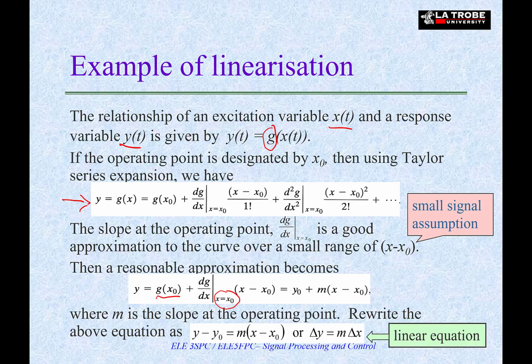And this guarantees that we satisfy the small signal assumption. By deleting all the higher order terms, the approximation becomes a linear model. And at the end of the slide, you can see the linear equation that is associated with this approximation process. The two things that you need to remember are you need to choose an operating point and you need to assume a small signal condition.